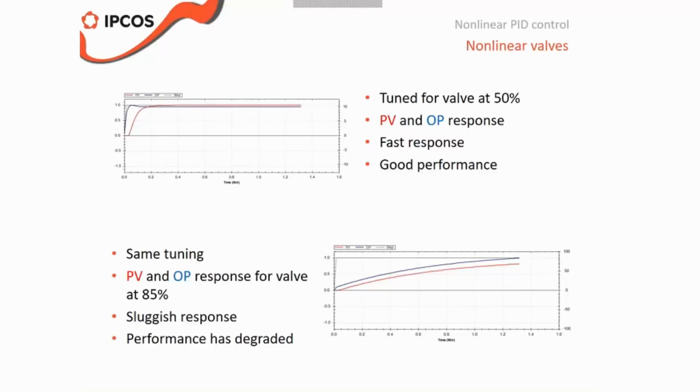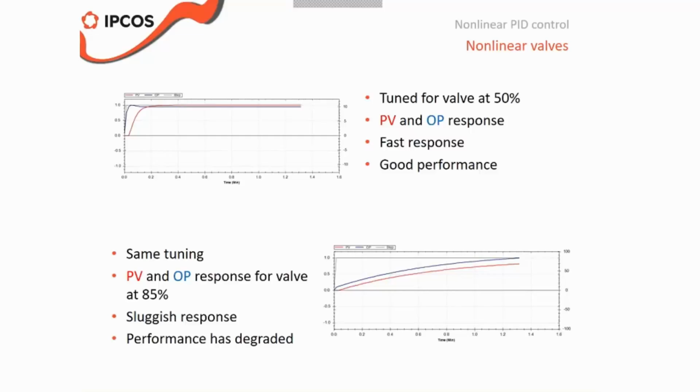Okay, the process gain has decreased a lot. So that means to compensate for that, I have to change the tuning of my PID loop, so increase the gain of the PID loop. And obviously performance has degraded.